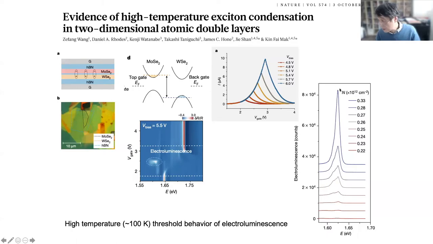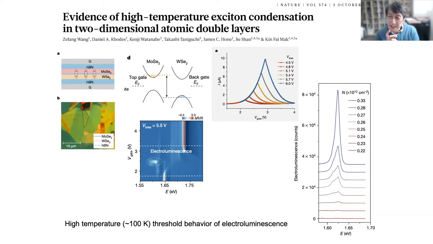And the more exciting part is when they look at the quantum statistics of the light coming out, they start to see some intriguing quantum statistics, basically bunching of the light, indicating that some coherence may start to appear in this type of device. I would say this is very suggestive and very exciting. And moreover, this happens at 150 Kelvin, not just really low temperature. This is very exciting news.